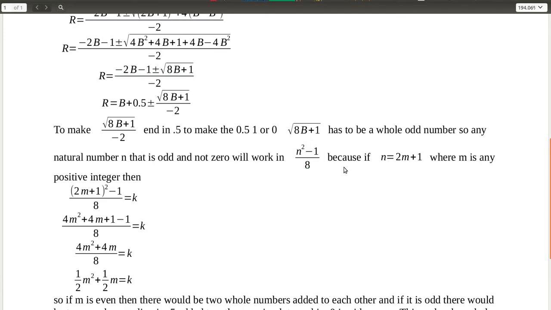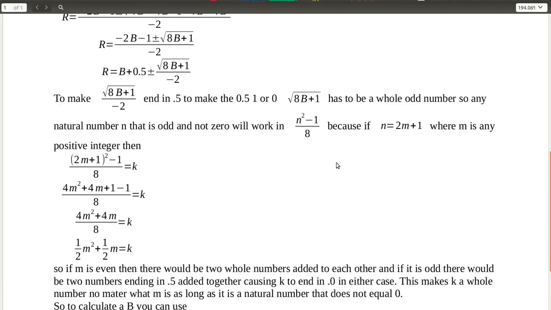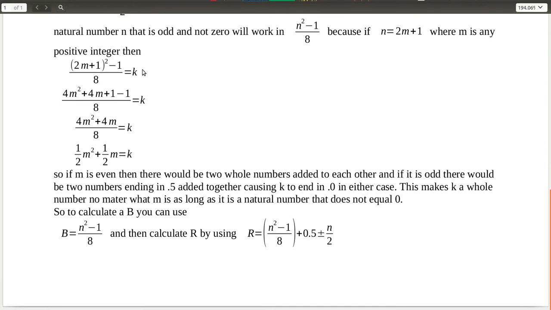This was something quite difficult for myself to prove, and I did it by first setting n equal to 2m plus 1 and then substituting it into the equation. If we simplify it, we get 1/2 m squared plus 1/2 m equals k. Now m can be any integer that's positive or 0, because we will create an odd integer that is positive out of the m input.